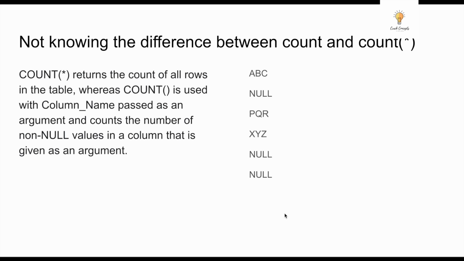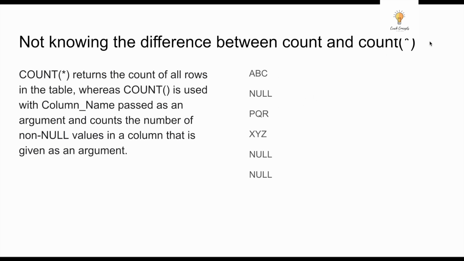The nulls will be discarded. The nulls will not be counted. So for example, if your column has these values ABC, null, PQR, XY, Z, null, null, what will count of this particular column result in? 1, 2, 3. So count will return 3 because there are 3 values over here.